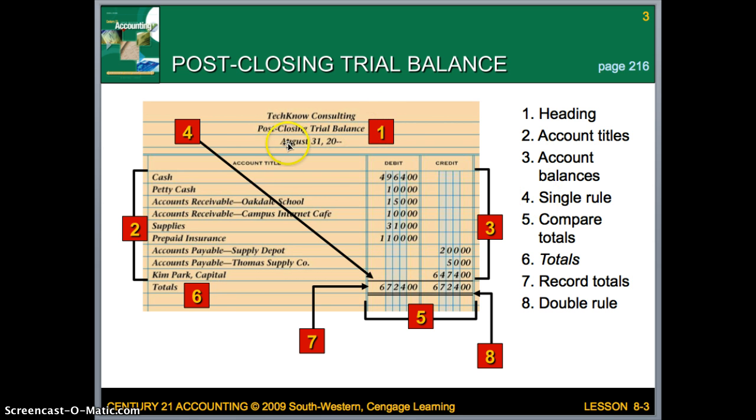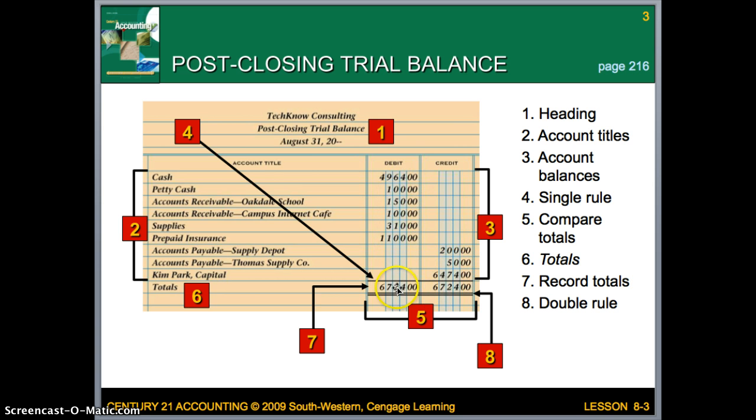So again, on this sheet that we are going to write, it's the date that this post-closing trial balance is prepared, not for the month ended. It's what date it's prepared on. We need to go ahead and write all of our account titles down. Those will be given to you, what they want down in our post-closing trial balance. You can also come back and look at this page to know which accounts to write down. We're going to write our account balances, whether those are on debit or credit sides.